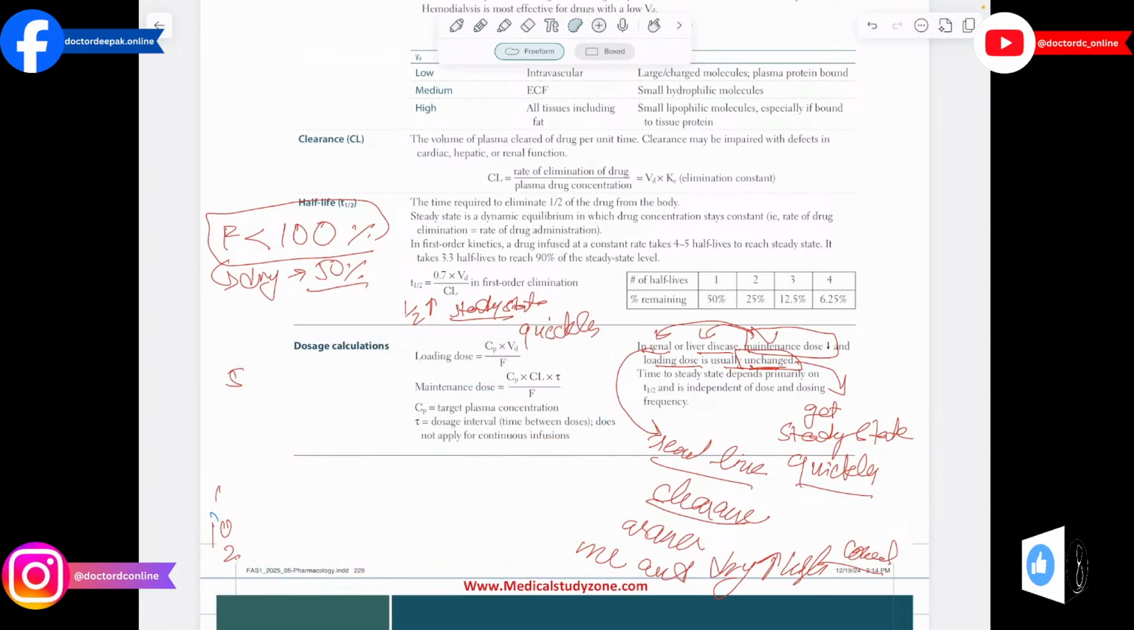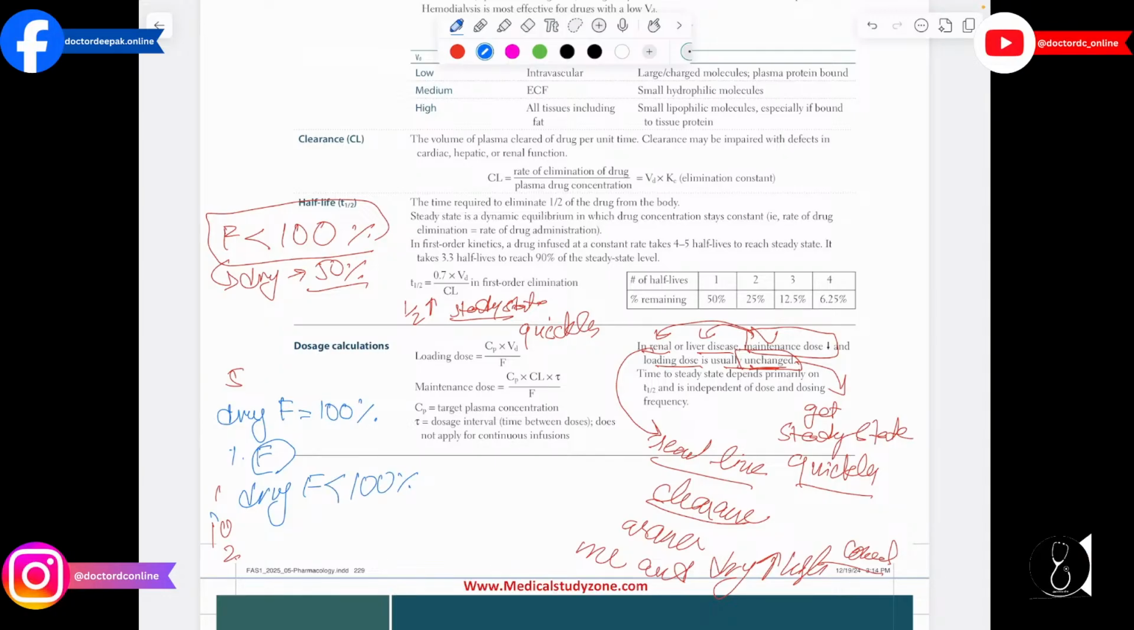Again I am repeating the same thing. If any drug has bioavailability equal to 100%, then the formulas will be the same, and you don't have to divide by bioavailability. If any drug has bioavailability less than 100%, you have to divide the loading dose or maintenance dose by the bioavailability. Understand? Again, the loading dose is the plasma concentration you want, multiplied by the volume of distribution, divided by bioavailability, only when the drug has bioavailability less than 100%. For the maintenance dose, you have to multiply the target plasma concentration with the clearance and with the dose interval, the interval between two doses. And if the drug has bioavailability less than 100%, then you have to divide by bioavailability.